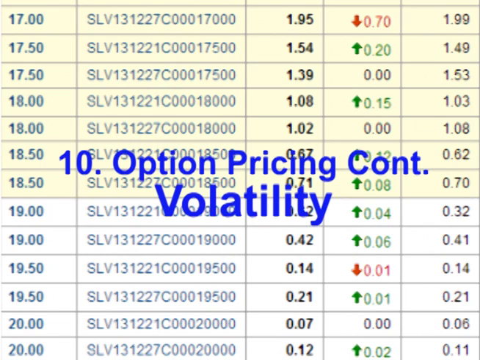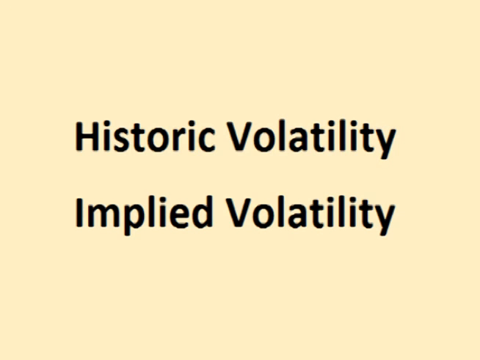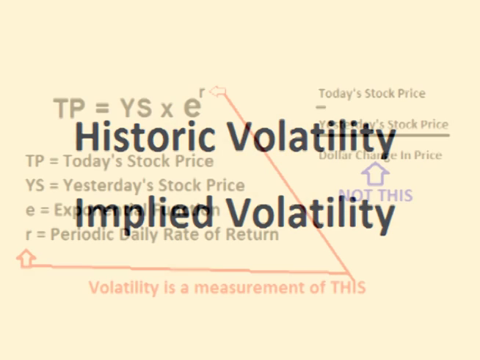Hello and welcome. In the last video, we took our first look at option pricing. In this video, we will continue with option pricing by taking a closer look at volatility. Volatility can be broken into two parts: historic volatility and implied volatility.